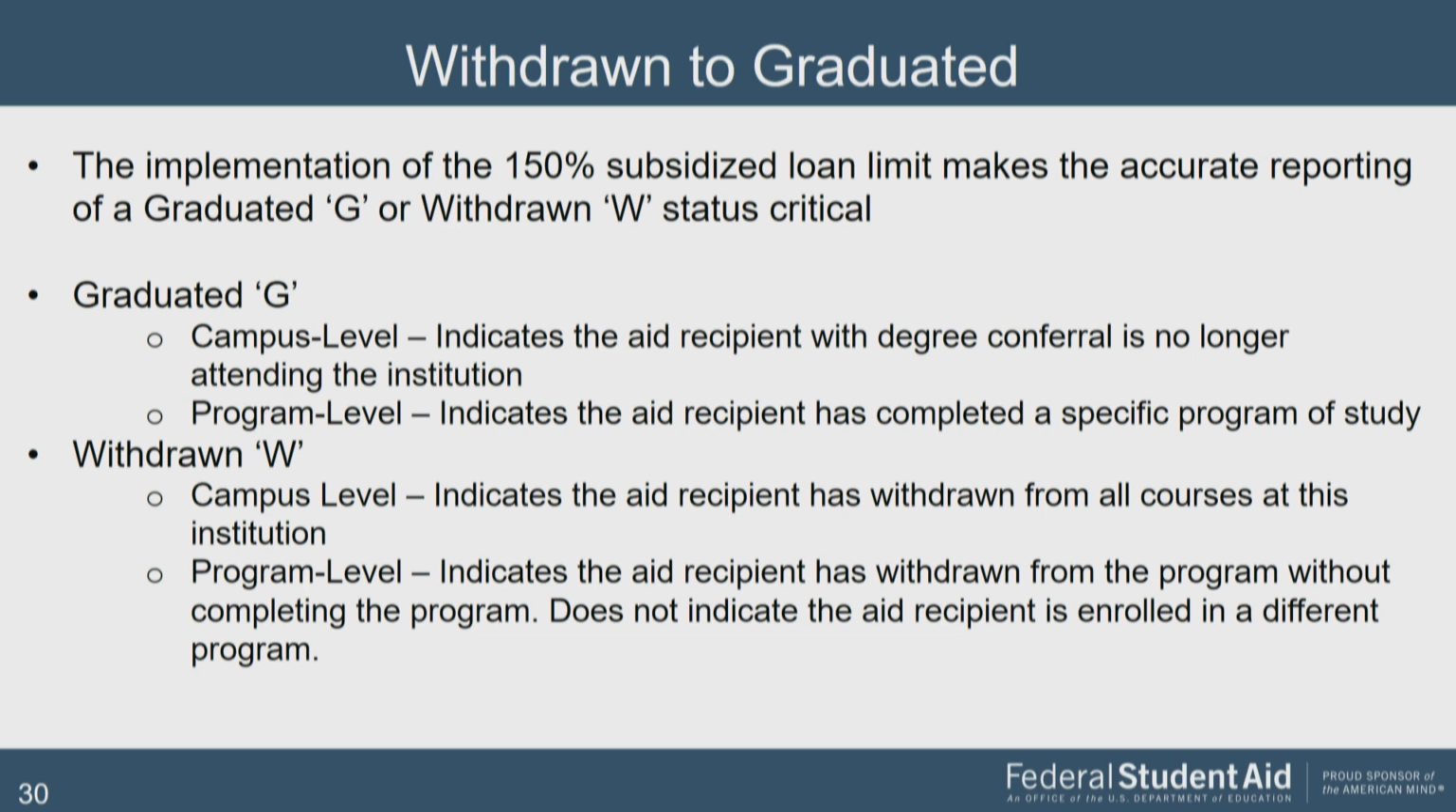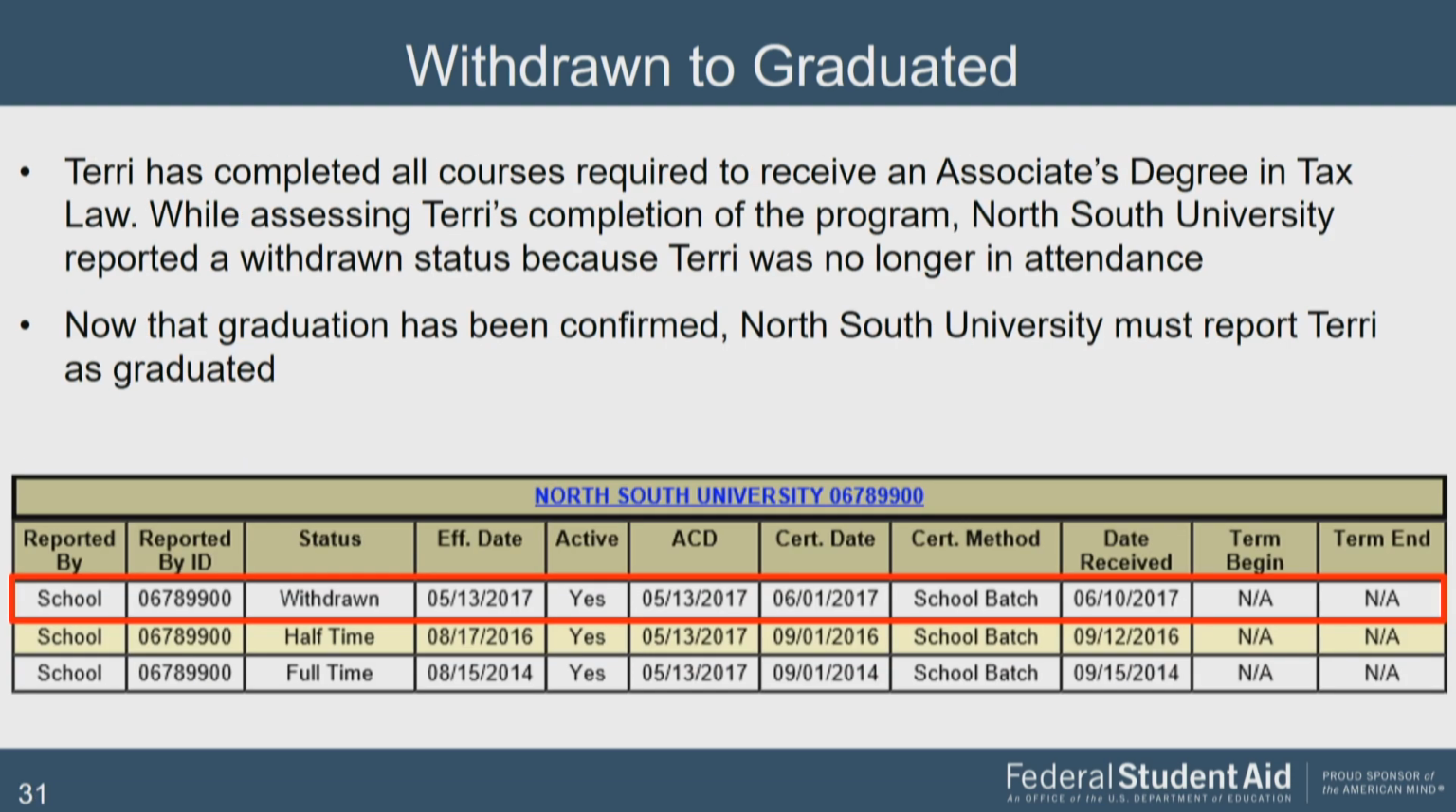So we just wanted to take a moment to clarify the two because your accurate reporting of the graduate and withdrawal statuses is critical, not just for the scorecard cohorts, which we're talking about here today, but also for that 150% subsidized usage that we mentioned a moment ago. So let's take a closer look at this specific scenario here.